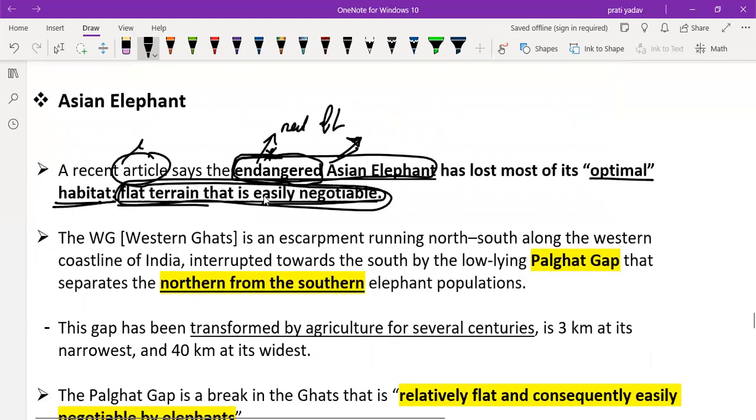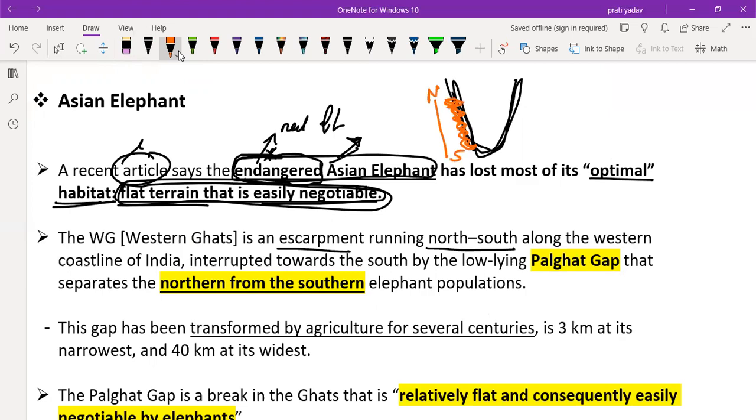The Western Ghats is an escarpment. Escarpment means a slope-type region. So the Western Ghats is an escarpment running north to south along the western coast. This is a map of India, and this is the west side of India. So the escarpment of the Western Ghats runs from north to south along the western coast of India. This one is north, this one is south. So the Western Ghats is an escarpment running north to south along the western coastline of India.